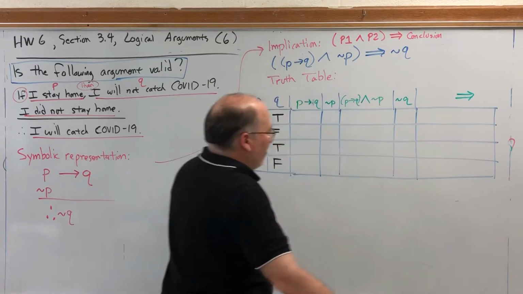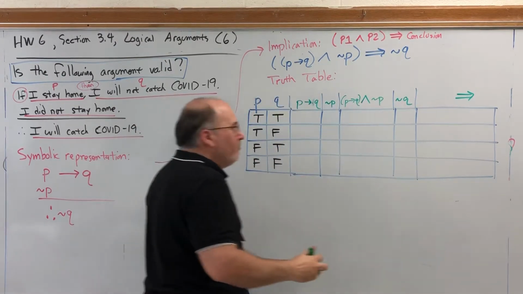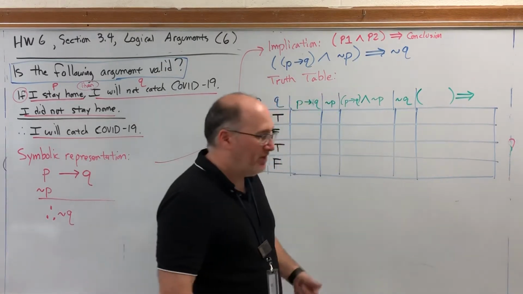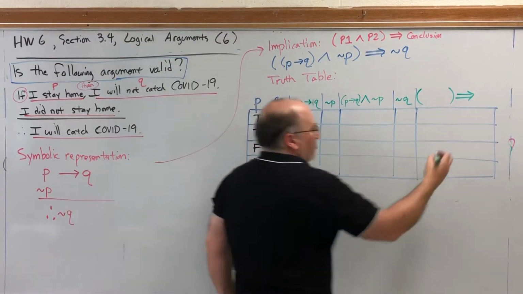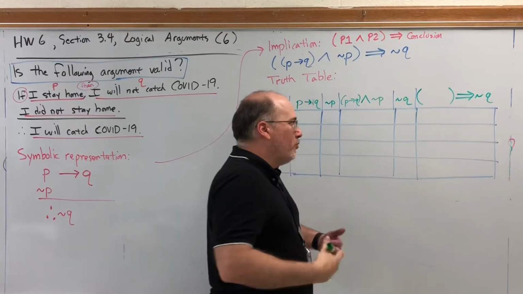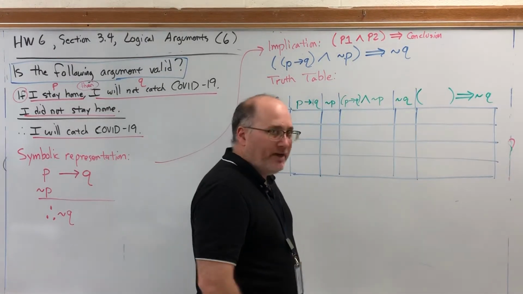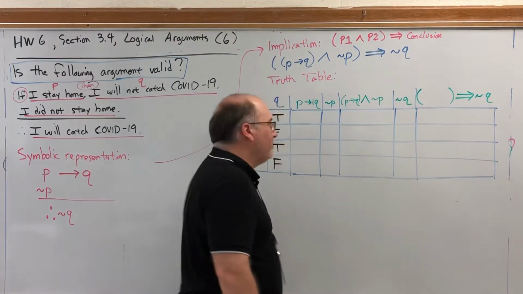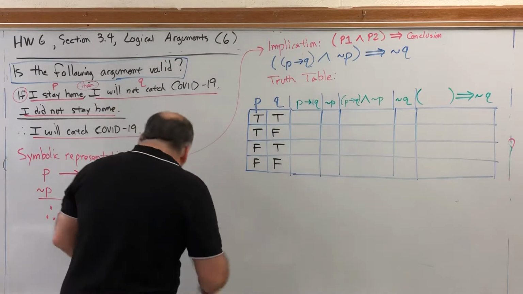Usually by the time you get to the last column, it's a really wide column. You can save a little space by just writing the giant parentheses on the left, but leave it empty, and then write the conclusion on the right. Or if you wanted to be even more brief about it, you could just draw the double-lined arrow and not put anything around it, as long as you know what's on both sides of it. All right, let's complete the truth table.